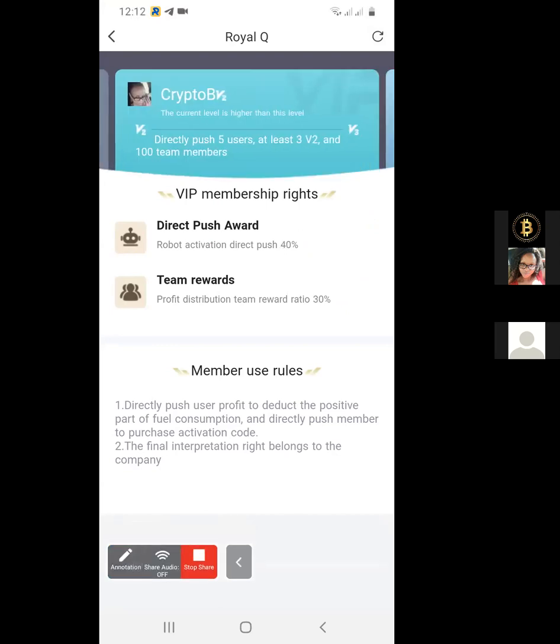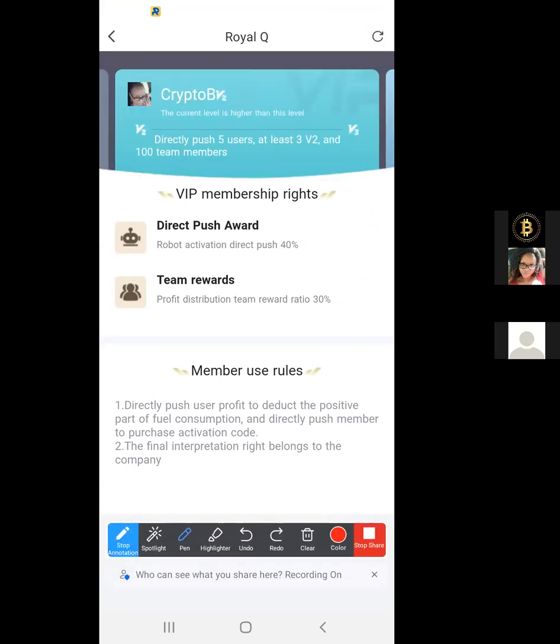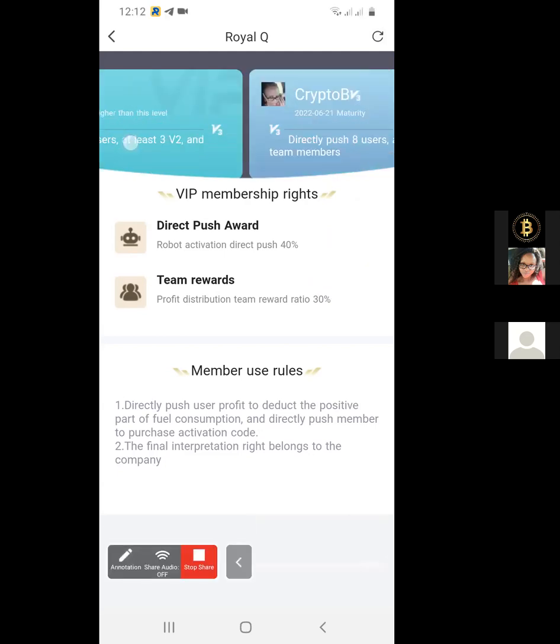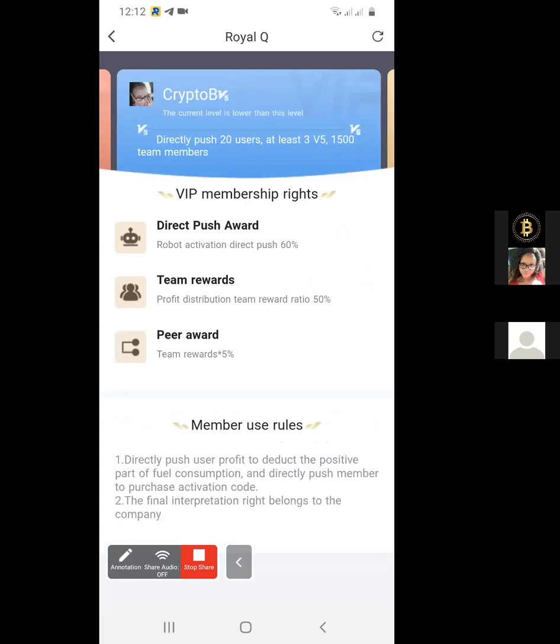Okay, now if I slide, it will take me to the next rank, V2. And it explains again, as a V2, you are now earning 40% of the direct activation, as well as a 30% share of the profits. To get from V2 to V3, you need at least 3 V2s, 5 directly sponsored people, and 100 team members. Okay, and so on it goes all the way up to V6.